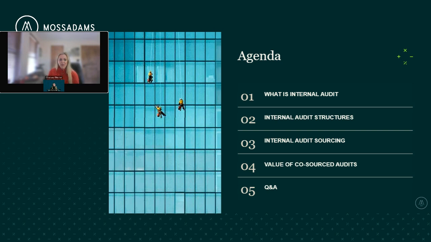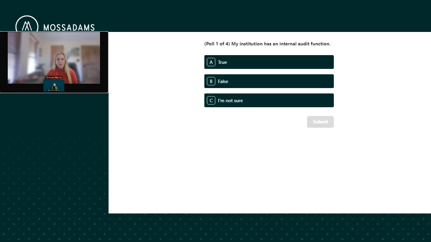So we're going to go to our first polling question. My institution has an internal audit function. True, false, or I'm not sure. Please make sure to answer all questions, especially if you are looking for that CPE credit.